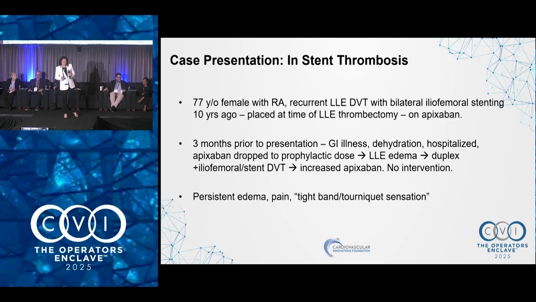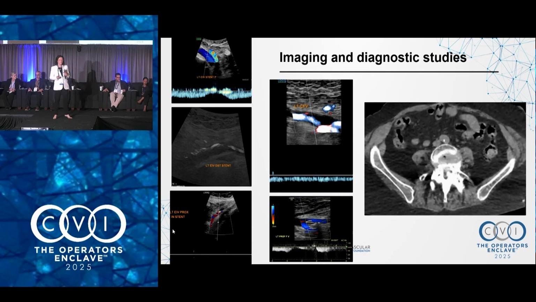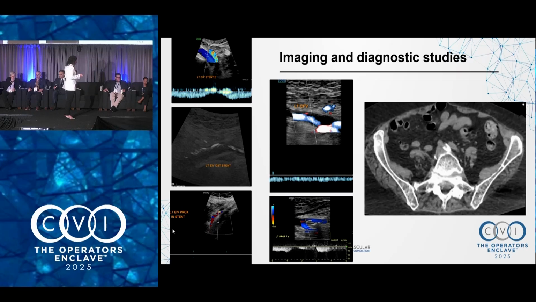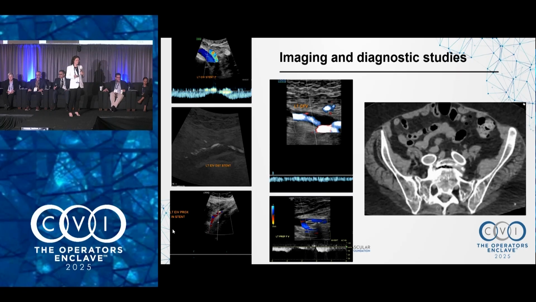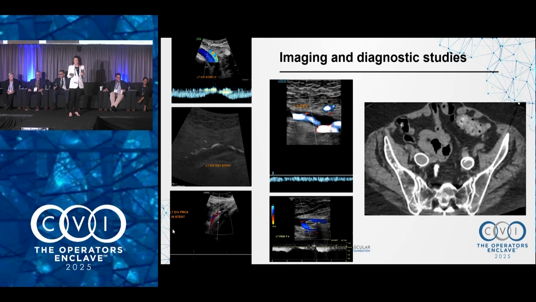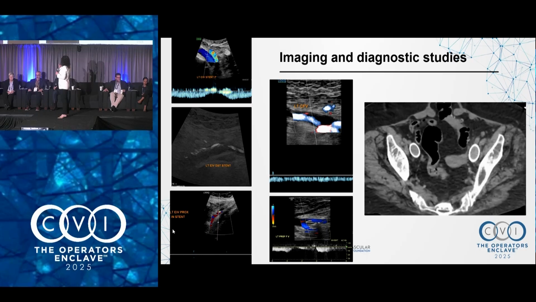So when she saw me, she had persistent edema, she was in significant pain, had what she described as a tight band or tourniquet sensation in her leg, which was impairing some of her rehab. So she had a duplex, it showed occlusion, so we got her into the lab and took a really detailed look at the stent.